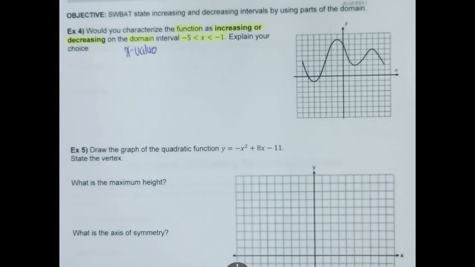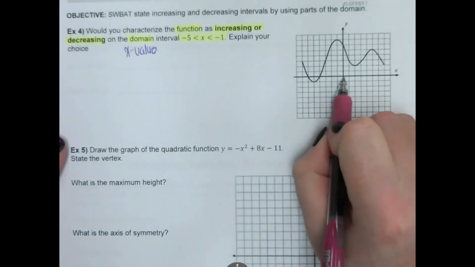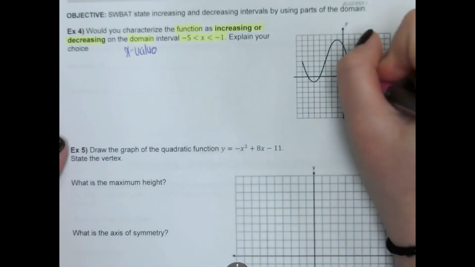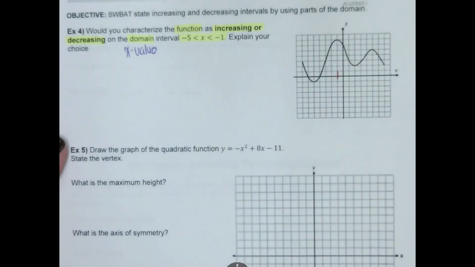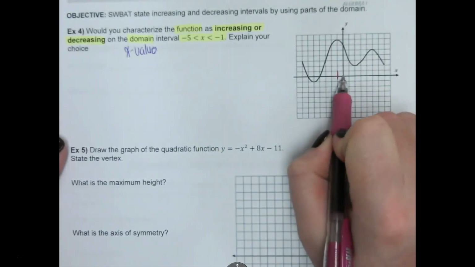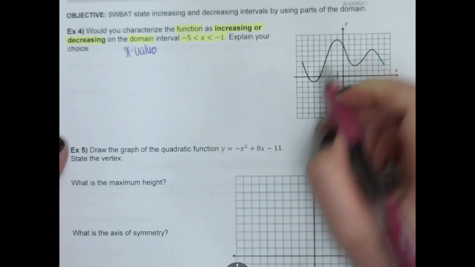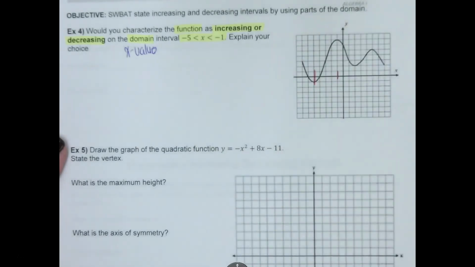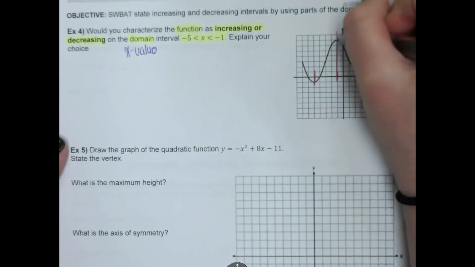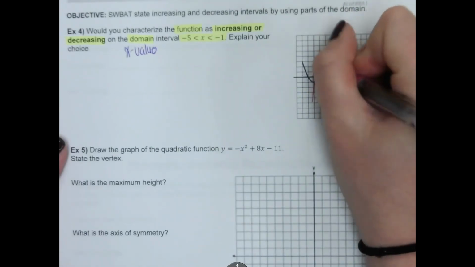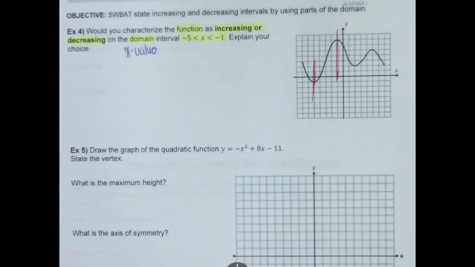So on my x-axis, I want to check where is -1. It's right over here. Okay, and where is -5? That's going to be to the left 1, 2, 3, 4, 5. That's going to be right here. Okay, so this is the section of the graph that I want to look at. So I'm actually going to highlight that out so it's very clear to see.